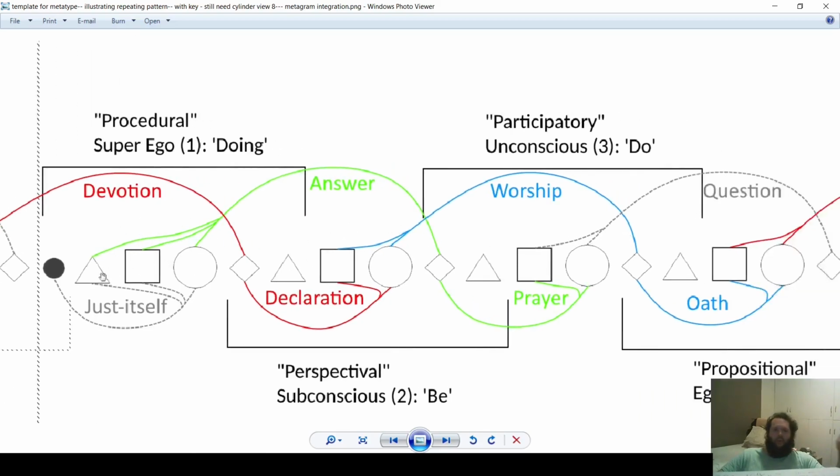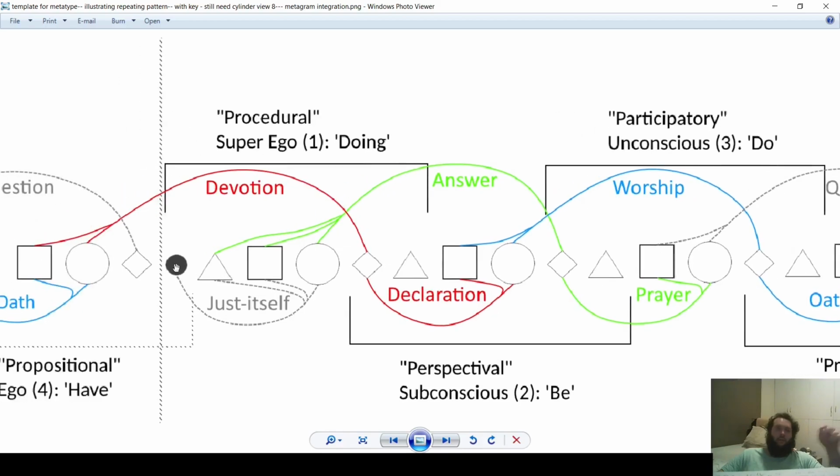So if that was in a metatype 13, this is dimension 3 in a metatype 13. This is dimension 4. The dominant function is dimension 5, and the parent function is dimension 6. And so anyway, dimension 6 is going to produce the answer.